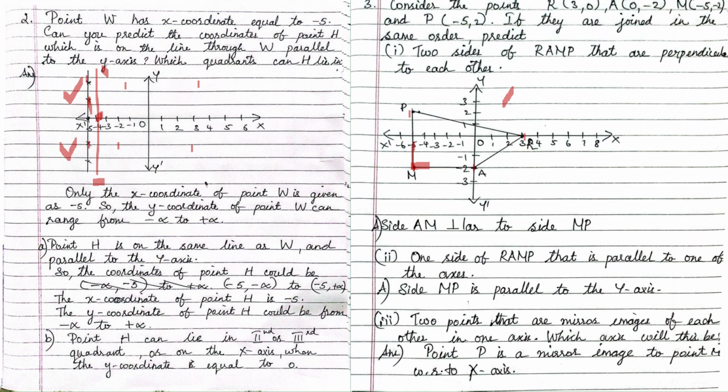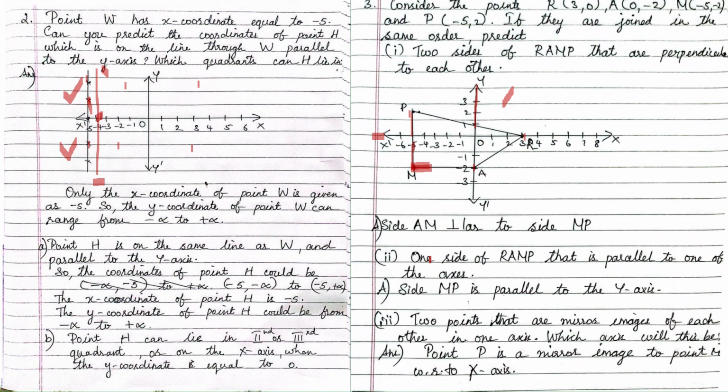Question number 2. One side of RAMP that is parallel to one of the axes. We know the two axes, the x-axis and the y-axis. This is the x-axis. The side which is parallel to the x-axis will be AM. Now which is the y-axis? This is the y-axis. The side which is parallel to the y-axis will be MP.